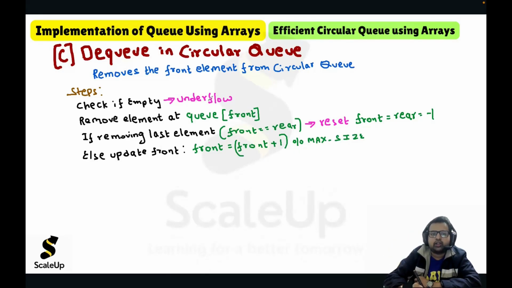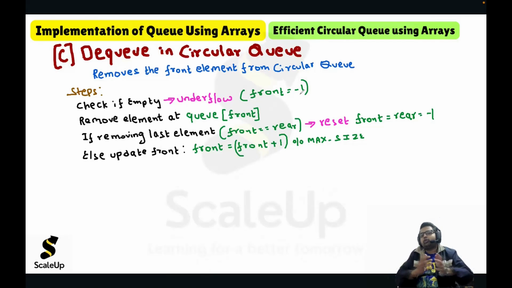Now here also let us try to understand the underflow condition, like how we will get to know whether the queue is empty, and that is front is minus 1. If front is minus 1, then definitely the queue is empty. So whenever you are performing a DQ operation, first check the value of front. If the value of front is minus 1, it means the queue is already empty. We cannot DQ, so we'll return underflow.